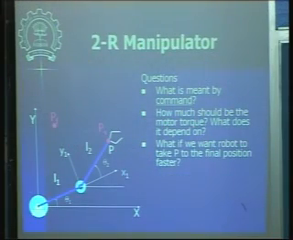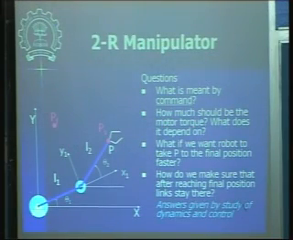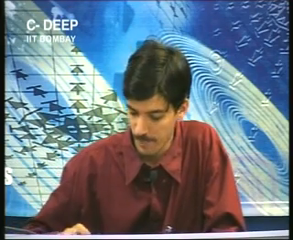Okay, now after reaching the final position, how do we make sure that the links stay there and will not move again from that final position? Okay, so these are all the questions that will be answered by the study of dynamics and control. As you see here, there are two parts, one is dynamics and the other is control. Okay, so now let us consider another example.